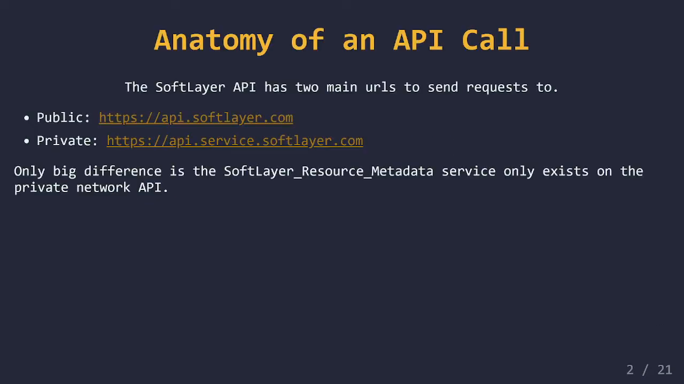So first, we have the anatomy of an API call, and this is going to break down the different parts of what an API call is and where you get this sort of information. And the first basic part is the URL. There's a public and private endpoint, and the only difference between these two is the private endpoint has a SoftLayer resource metadata service, and the private endpoint is only available on the SoftLayer private network. This means you can only access it through either a VPN connection or a resource on the private network itself, like a virtual machine or a hardware server.